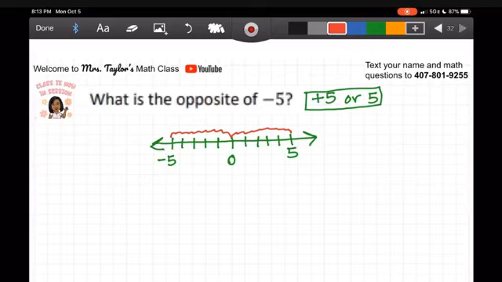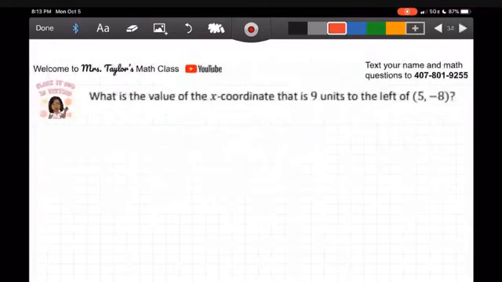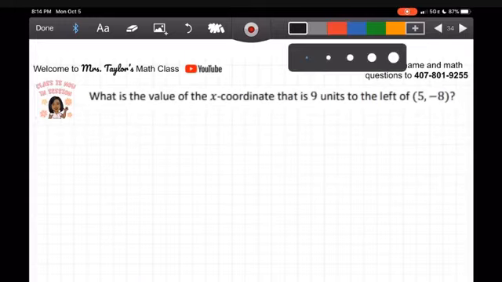Okay, moving on. Next question says, what is the value of x? What is the value of the x-coordinate that is 9 units to the left of 5 and negative 8? So there are a couple of ways you can do this. If you are not sure, but you know how to plot a point, you can always draw a grid. So I can draw a coordinate plane like this.